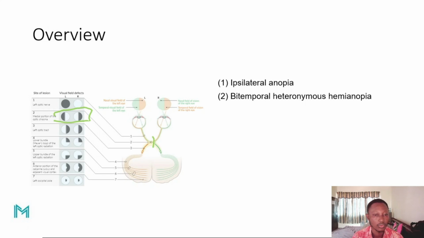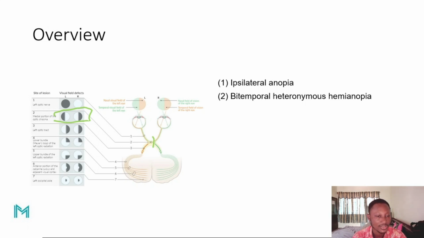So it's bitemporal because the visual loss is occurring in the temporal regions of the visual field. And it's heteronymous because it is on the right in the right eye and on the left in the left eye. So it is left and right, which is hetero. It's heteronymous. Right, and it's hemianopsia. Hemi because it's half of the visual field that is affected. So the dark shaded regions are the ones that are lost. The light regions, the person can still perceive vision around those visual fields.